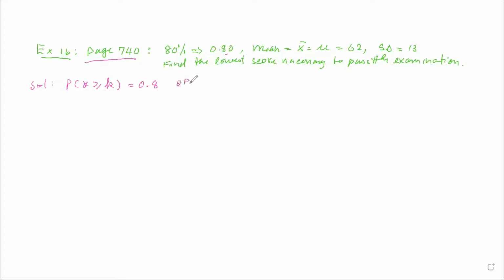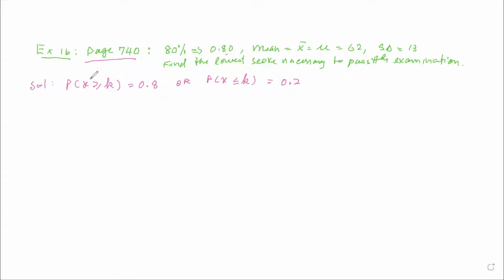Or you can do it either way: the probability of x greater than k is 0.8 or 80%. Then if it is less than k, it should be the remaining 20%, or 0.2. So we can find the value of k using the first case, greater than, or the second case, less than.